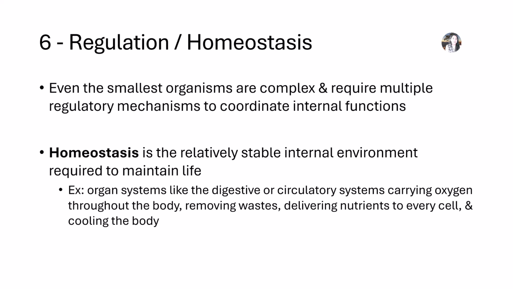So characteristic number 6 is regulation or homeostasis. Even the smallest, tiniest organisms like bacteria are complex and require multiple regulatory mechanisms to coordinate internal functions. Even though they're very small and simple, bacteria still have a lot of things to adapt to and respond to. So they also provide what's called homeostasis. Homeostasis is the relatively stable internal environment required to maintain life.